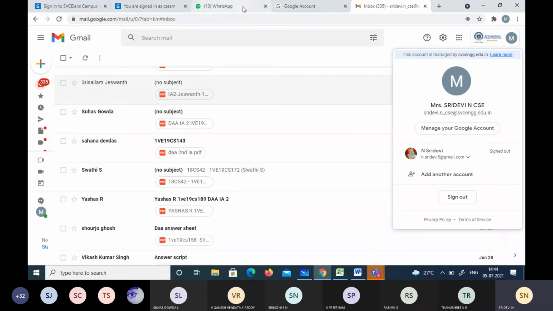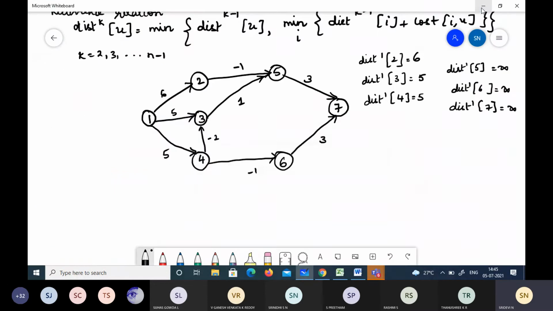So it's nothing but we have just noted down the distance from 1 to all other vertices, as 1 is the source. We have to find the shortest path from 1 to all other vertices. So we have just noted down the distance, and this is infinity as there are no edges from 1 to these nodes, and there is an edge between these, and hence I have just noted down the weight here.